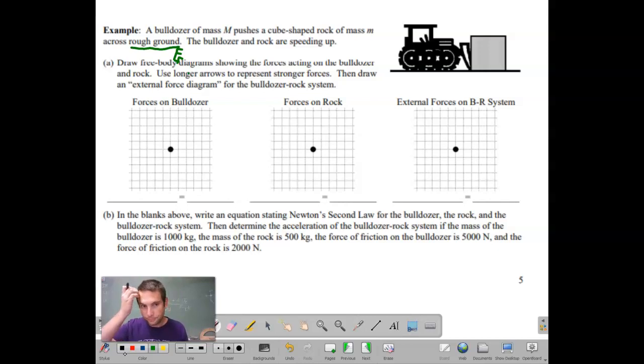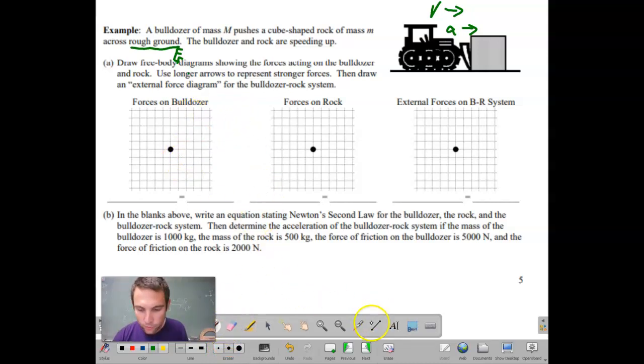Okay, so drawing part A, bulldozer and rock are speeding up. That's going to be important. So we know that acceleration and velocity are in the same direction. Velocity that way, acceleration that way. Speeding up. All right. Let's think about this.